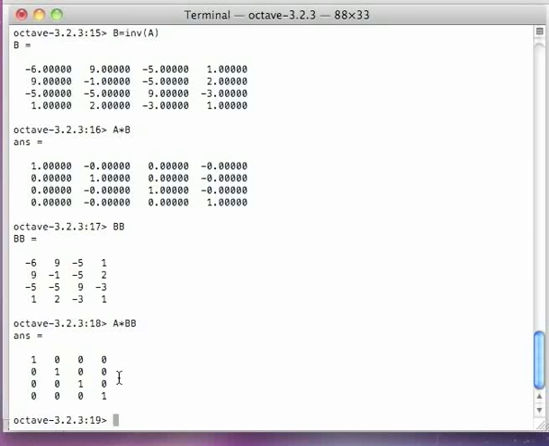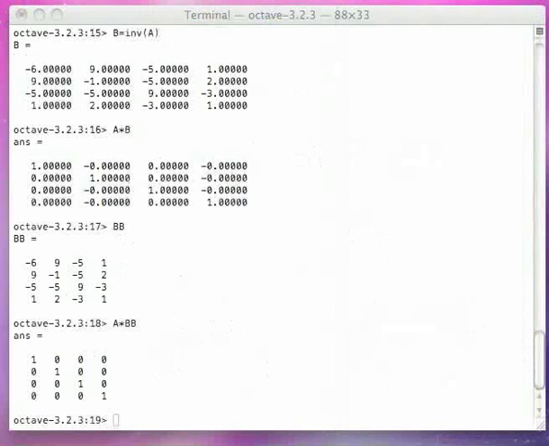So let me go back to row reducing things here. And let me stop here.